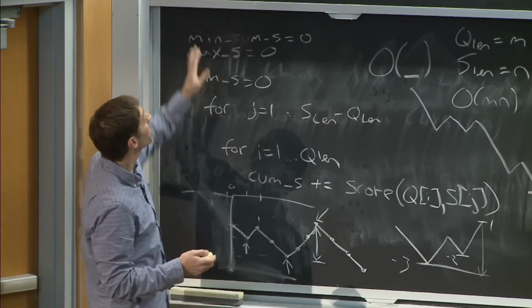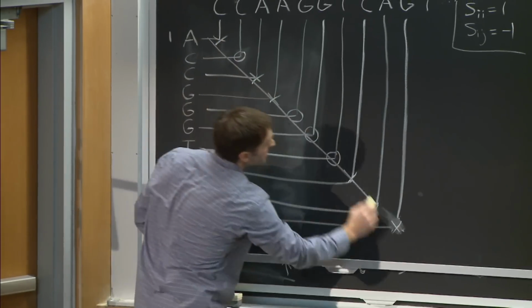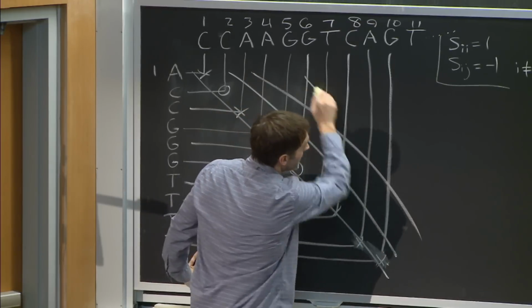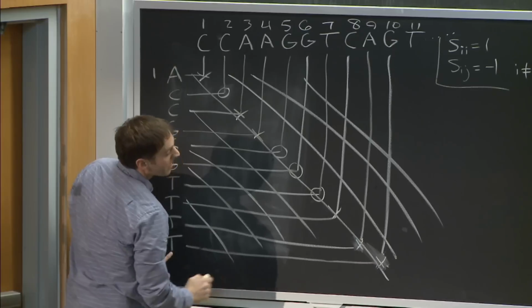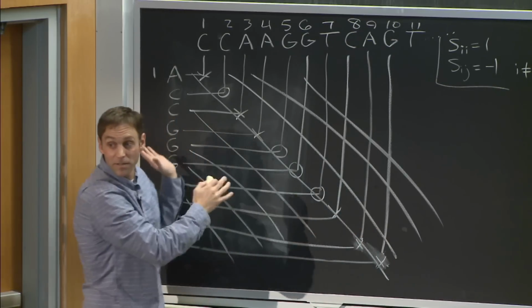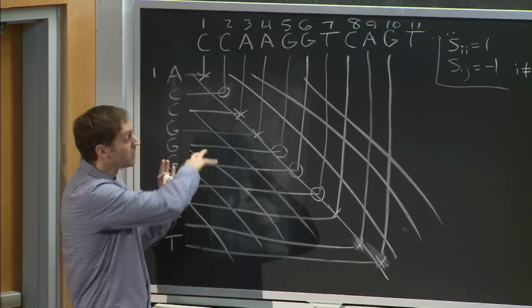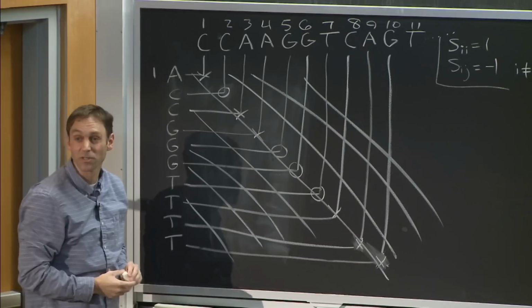Does that make sense? Another way to think about it is, you're going to have to do something on this diagonal, and then on this diagonal, and this one, and this one. And you also have to check these ones here. In the end, the total number of computations is going to be this times that. You're basically doing a rectangle's worth of computations.